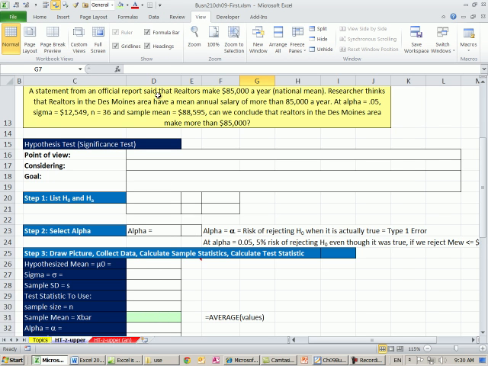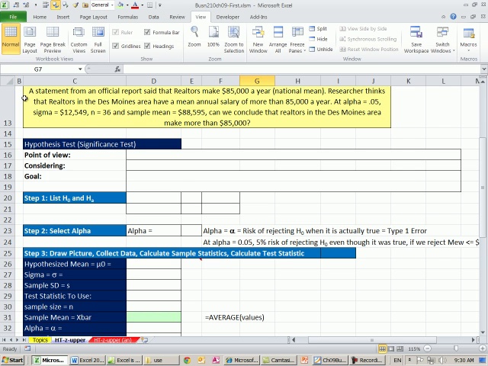A statement from an official report reports that realtors make $85,000 a year. That's the national mean. A researcher thinks that realtors in the Des Moines area have a mean annual salary of more than $85,000 a year. At alpha equals 0.05, that's our risk of rejecting the original statement when it was actually true, is going to be 0.05.